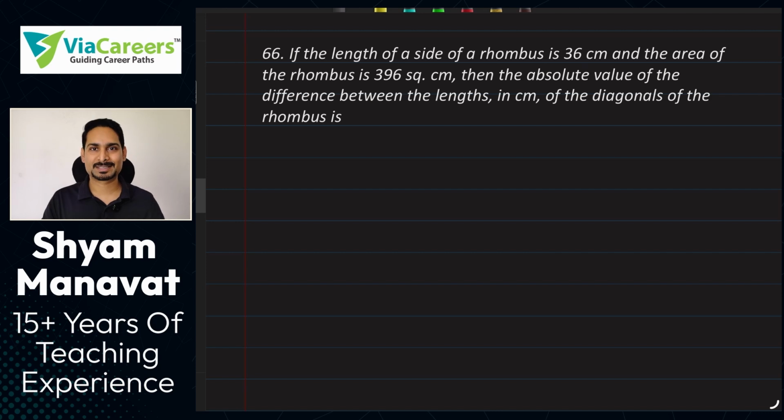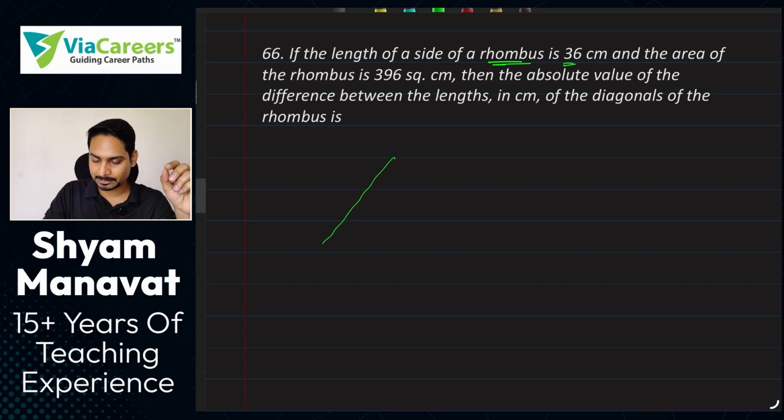So let's look at what the question is. Here you have the question in front of you. If you want, you can pause the video and try attempting the question by yourself, or we can do it together. As I said, rhombus here, and the question says the length of the side of the rhombus is 36. So all four of them will be 36.